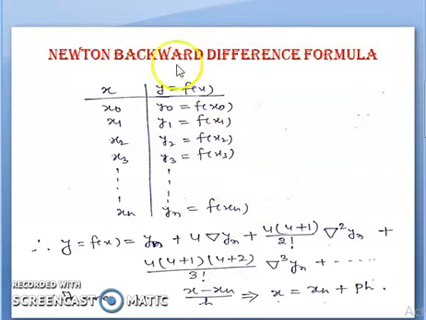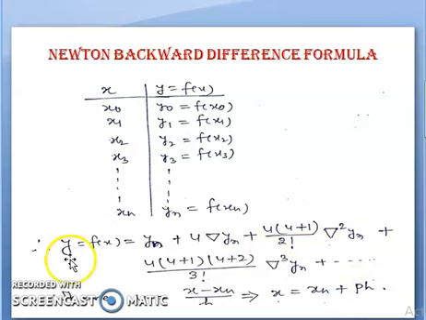So what is the Newton backward difference formula? The Newton backward difference formula is y equal to f(x) equal to yn plus u of del yn plus u(u+1) divided by factorial 2 del square yn plus u(u+1)(u+2) divided by factorial 3 del cube yn plus and so on, where u equal to (x minus xn) divided by h, and then x equal to xn plus uh.